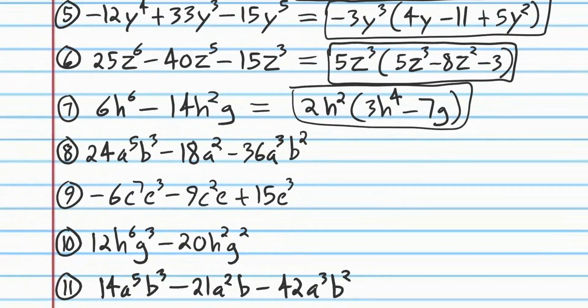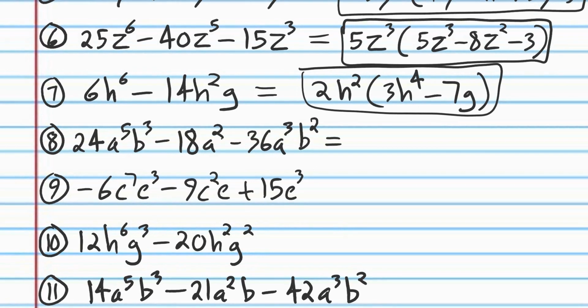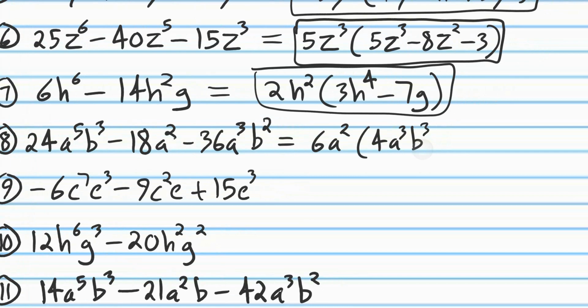So why don't you try number 8, and actually, you know what, let's try number 8 together. So the greatest common factor of 24, 18, and 36 is, I believe, 6. And now we look at the a's. What is the smallest power of the a's? That's a to the second power here. And not all of them have a's, or excuse me, not all of them have b's. This one doesn't have a b, so we can't factor out b from all of these. So the b's don't really change in this problem.